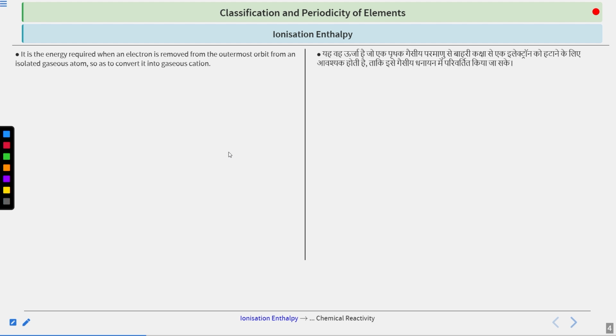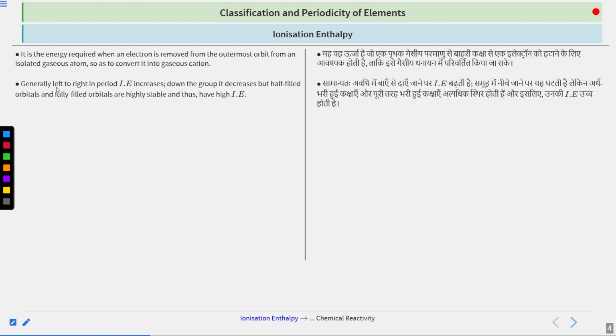We take an element. If it is in gaseous phase, well and good. If it is not in gaseous phase, first we convert it into gaseous phase, and then we abstract an electron from the atom. Clear? And the energy that is required to do so is termed as ionization enthalpy. And the resultant species that we get is called a gaseous cation.